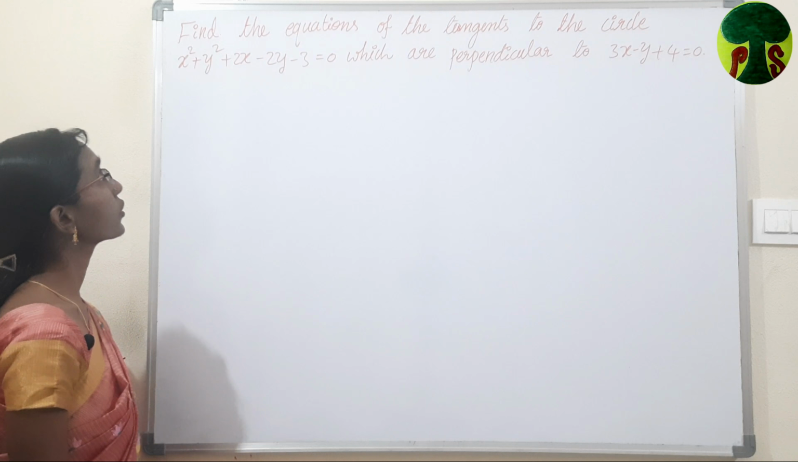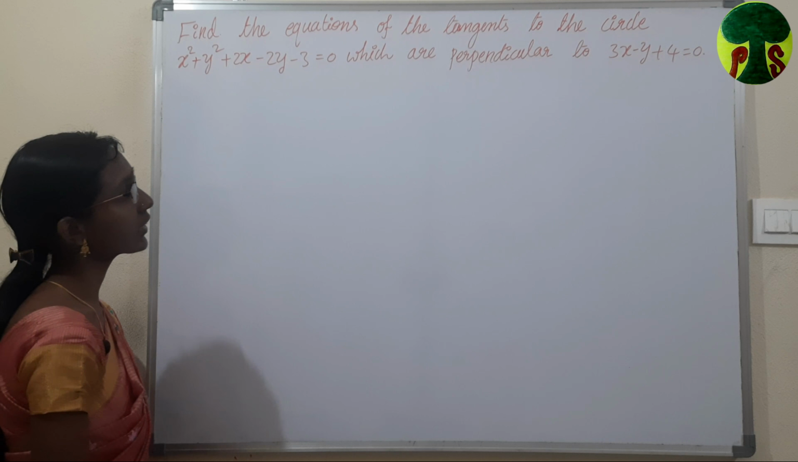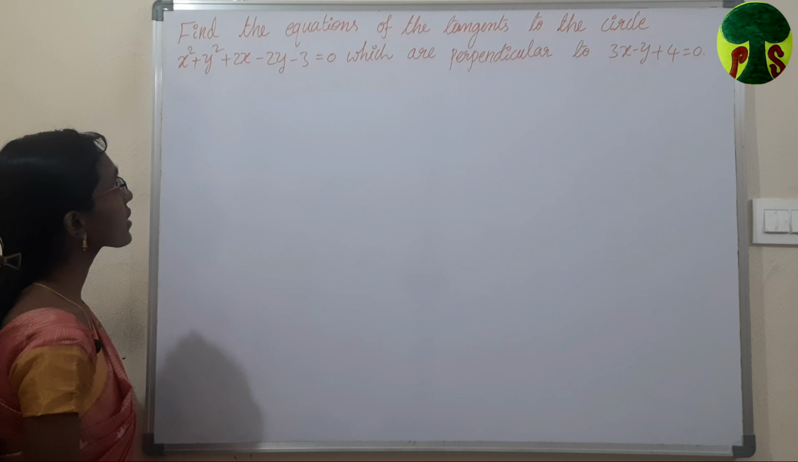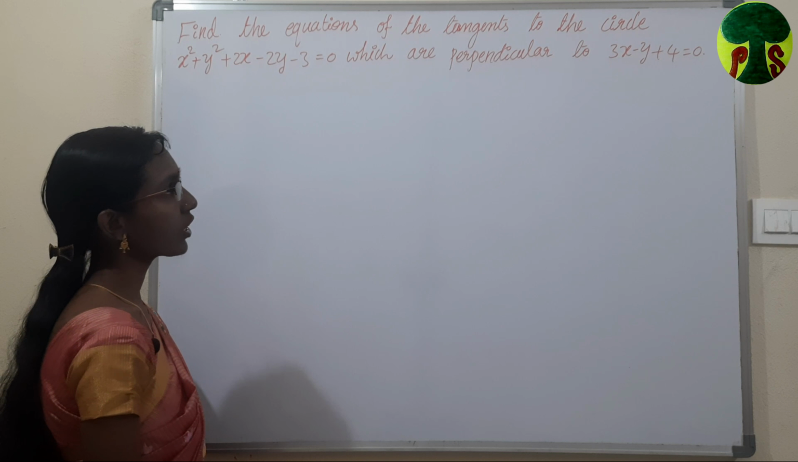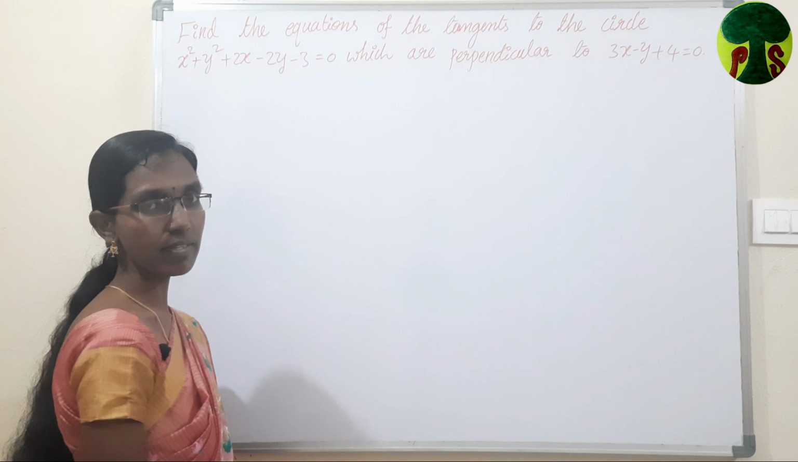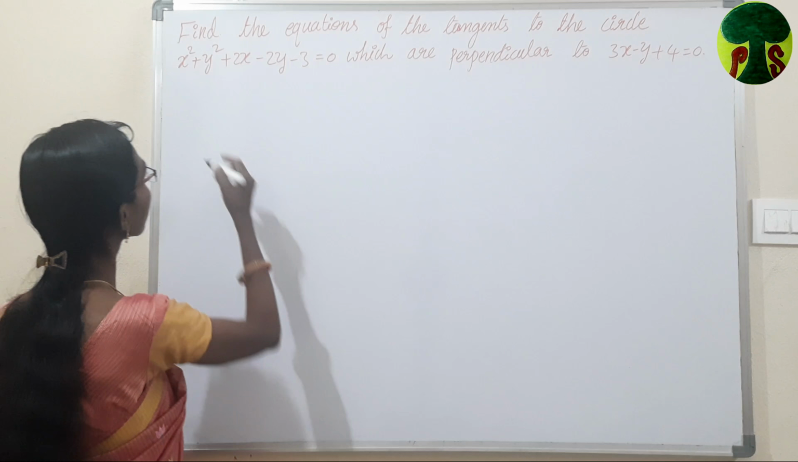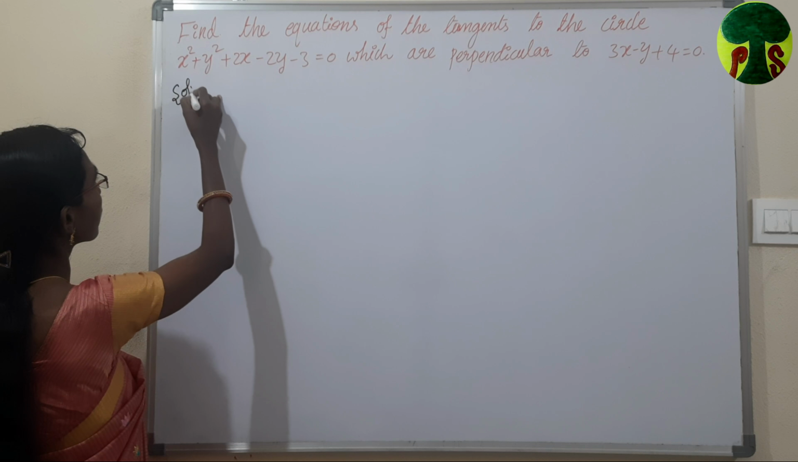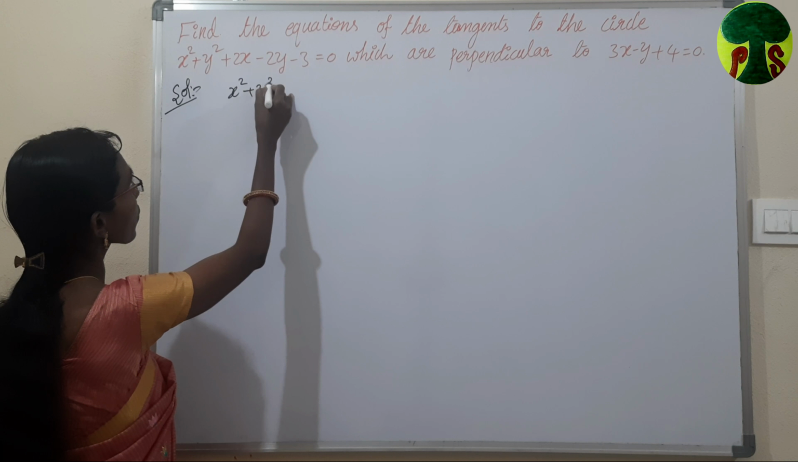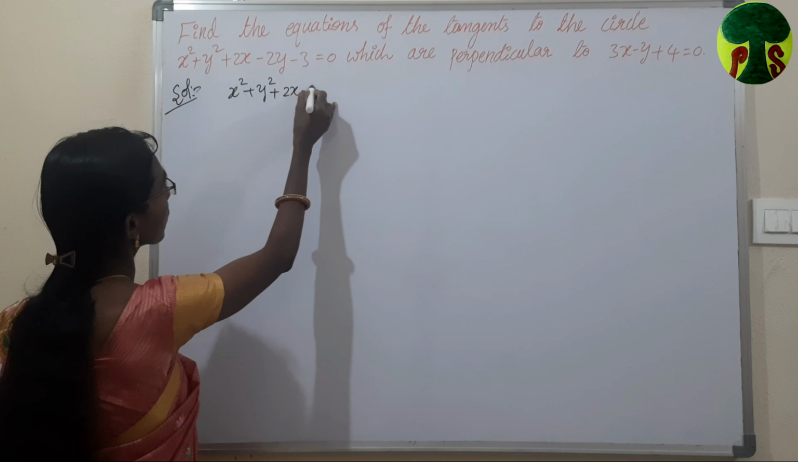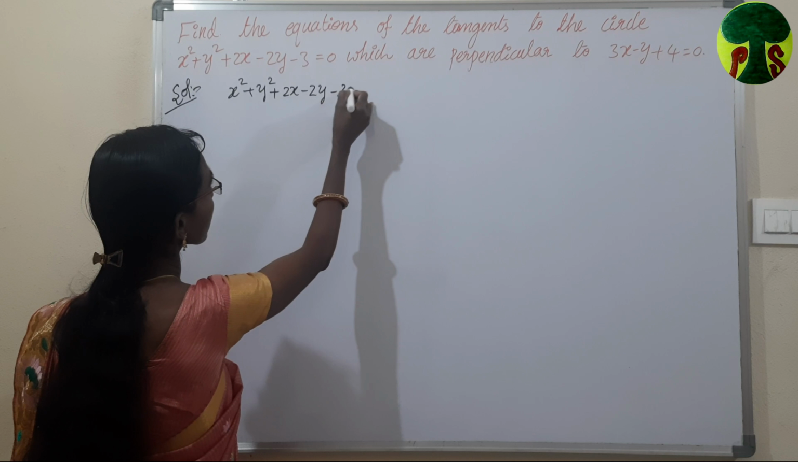The question is on the board. Find the equations of the tangents to the circle x² + y² + 2x - 2y - 3 = 0, which are perpendicular to 3x - y + 4 = 0. Solution. The given equation of the circle is x² + y² + 2x - 2y - 3 = 0.